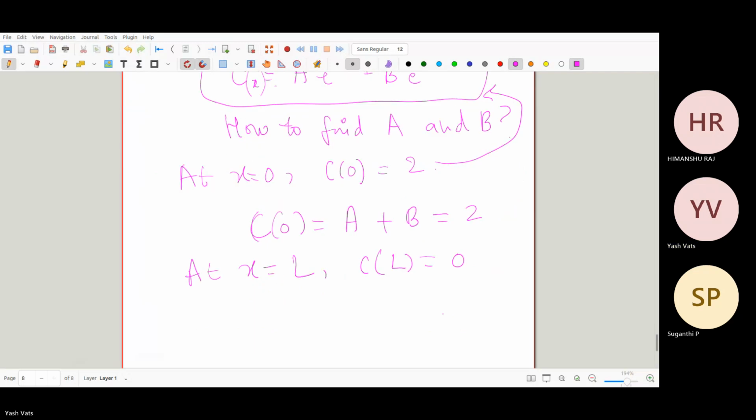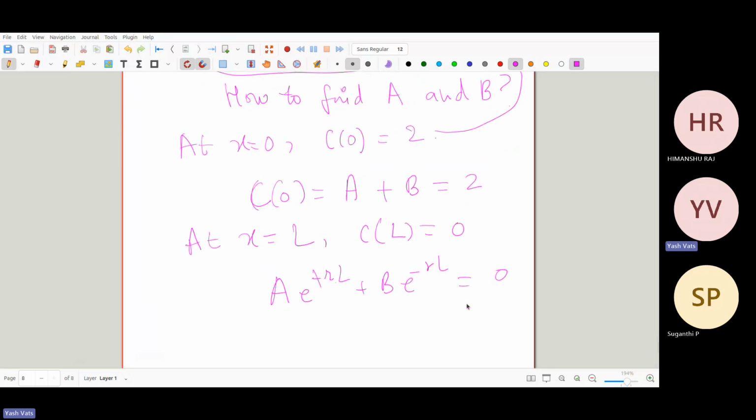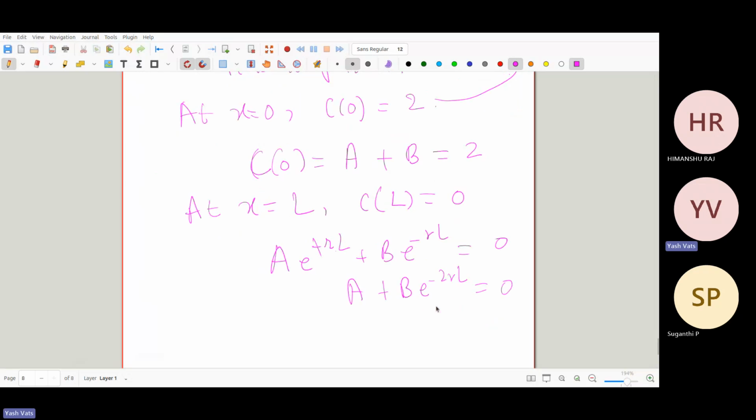So you have A e to the power RL plus B e to the power minus RL equals 0. The exponential function is positive, so you can divide by it, and you get something like minus 2RL to be 0. And B is 2 minus A, so A plus 2 minus A, times e to the power 2RL equals 0. Then you can find out your A.